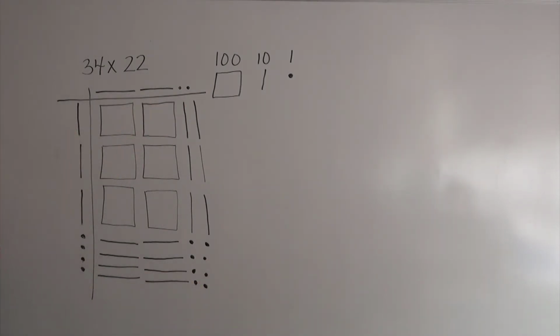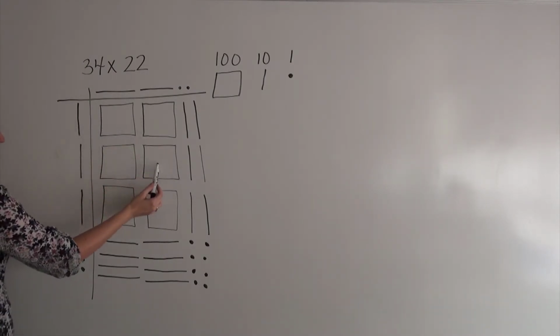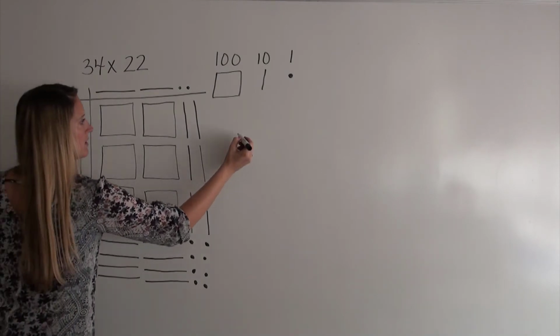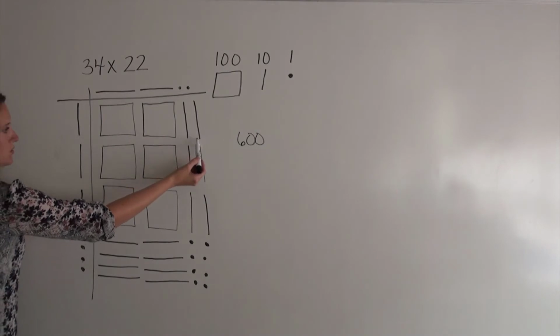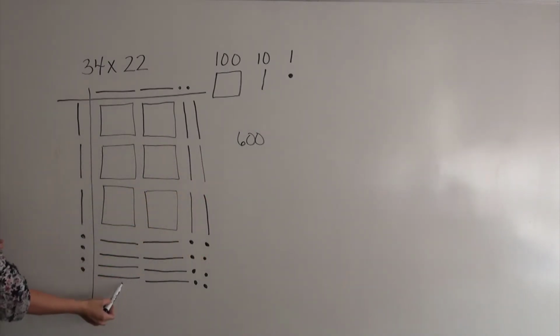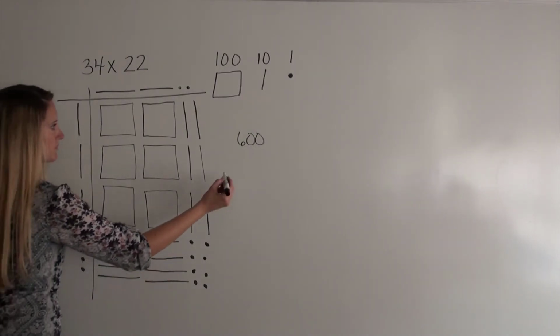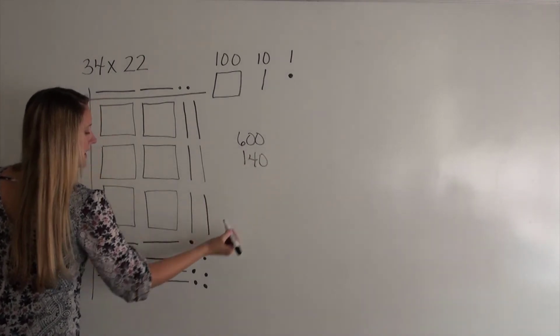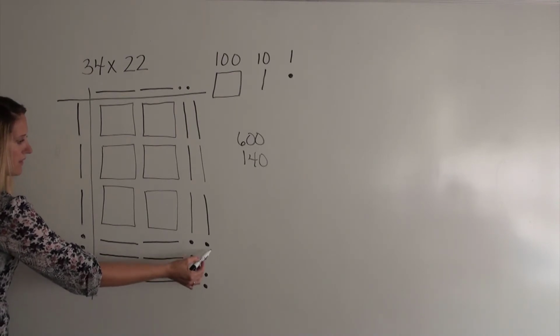Now that I have drawn my array, I can count my base 10 blocks in the middle, which will be my final product. I'll begin with my hundreds. 100, 200, 300, 400, 500, 600. I can now count my tens. 10, 20, 30, 40, 50, 60, 70, 80, 90, 100, 110, 120, 130, 140. And I can count my ones. 1, 2, 3, 4, 5, 6, 7, 8.